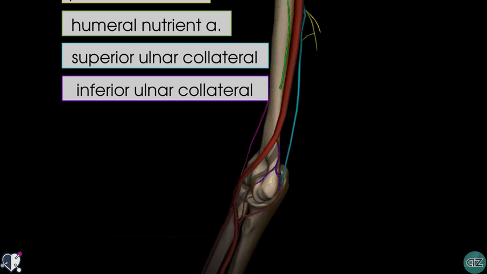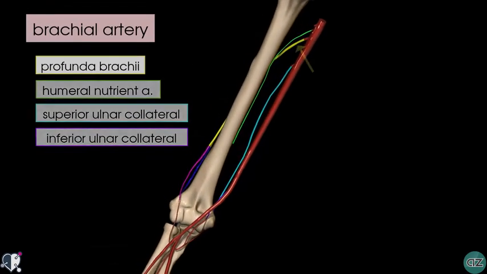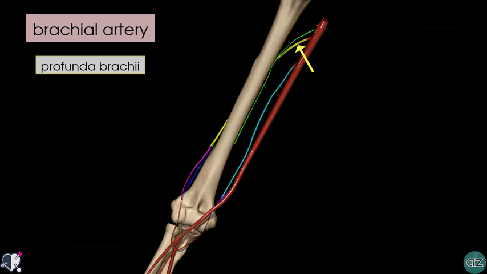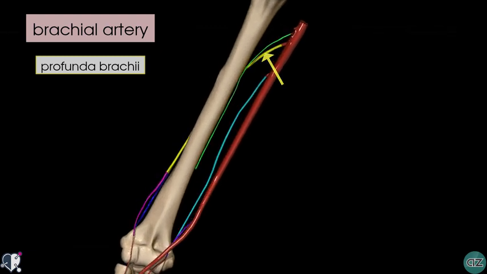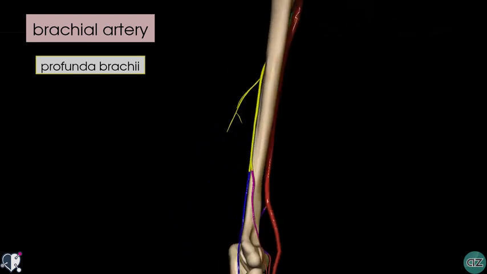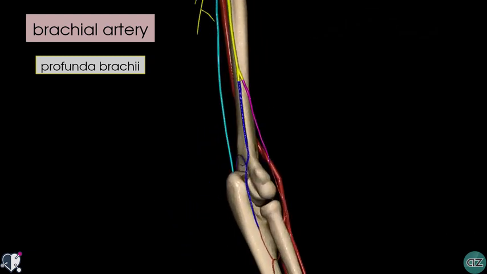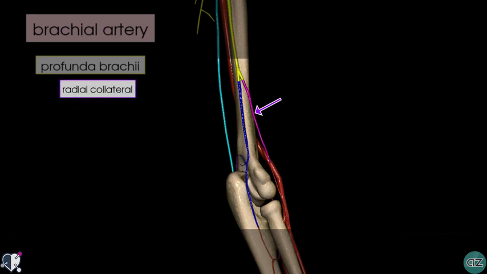So let's take a look at the profunda brachii artery, which we saw in yellow. This artery is the largest branch, and it passes posteriorly to supply the posterior compartment of the arm. As you can see here, the profunda brachii artery terminates by dividing into 2 branches. In purple, you can see the radial collateral artery, and in blue, we've got the middle collateral artery.